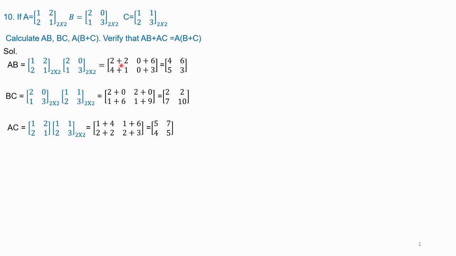Now again we have to find out AC, because AC is required in this. We have written A as 1, 2, 2, 1, into C, which is 1, 1, 2, 3. So we have to do the matrix multiplication. Therefore it is 1 plus 4, and the next item is row 1, column 2, 1 plus 6. And next is row 2 of A with column 1 of C, that is 2 plus 2. And again row 2 of A with column 2 of C, we get 2 plus 3. Simplifying, we get 5, 7, 4 and 5.